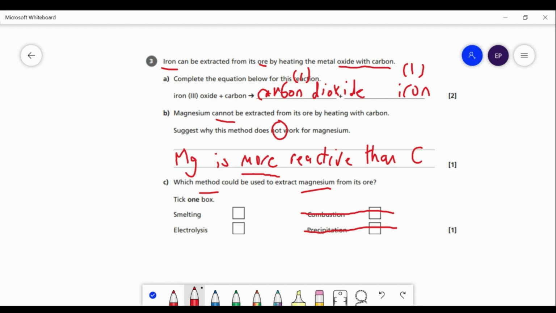So the first one, smelting, is the technical name for heating the metal oxide up with carbon, which from the previous parts of the question, we already know wouldn't be successful. So smelting, heating with carbon is not the answer. So for metals that are more reactive than carbon, we need to extract them from their ores using electricity. So this process would be electrolysis. So our answer is electrolysis.